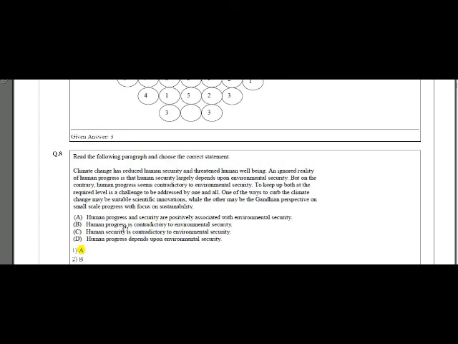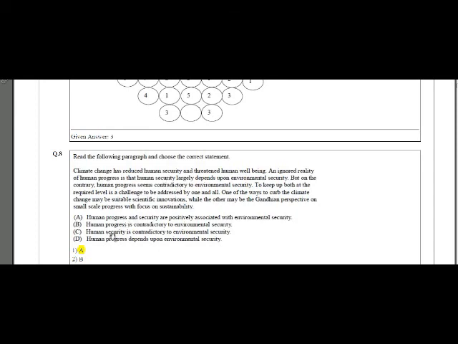And another is B. Both B and C. So B is: human progress is contradictory to environmental security. So the line is human progress seems. So concentrate on the word seems. Is means like it is 100% human progress is contradictory. Seems means it may or may not. It just seems. From the outer side it seems, but it is not the actual case. But it depends up to some extent. So we cannot say it is. So option B is wrong because of this word is.